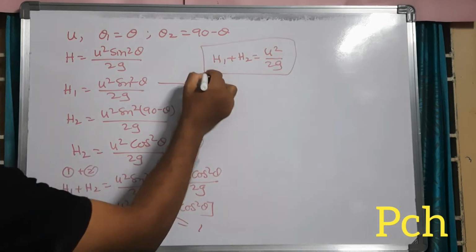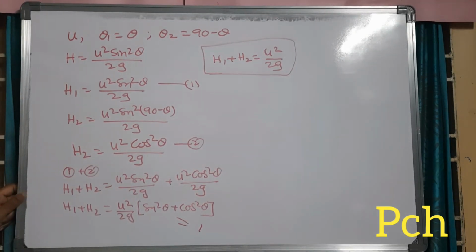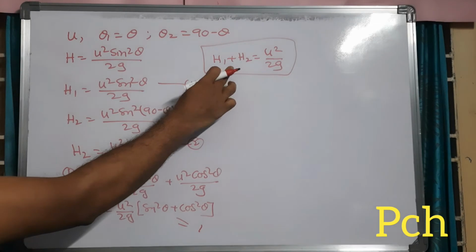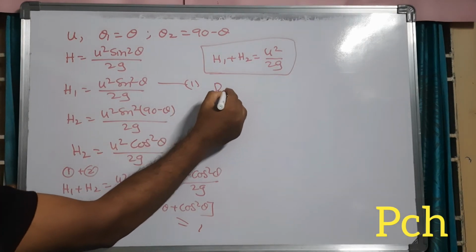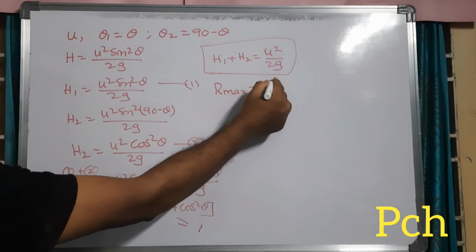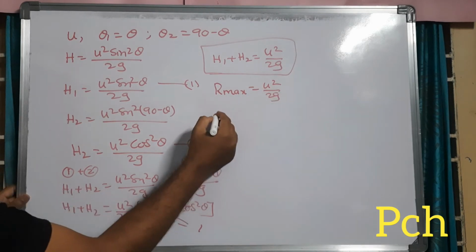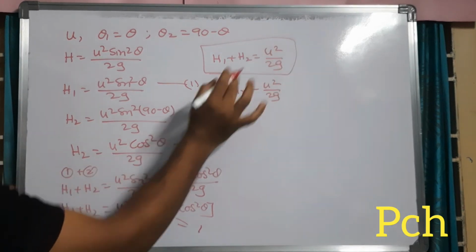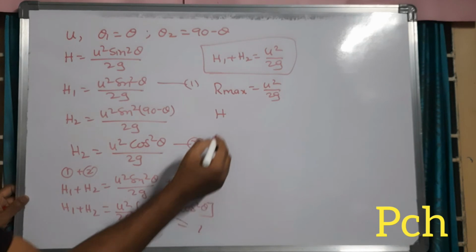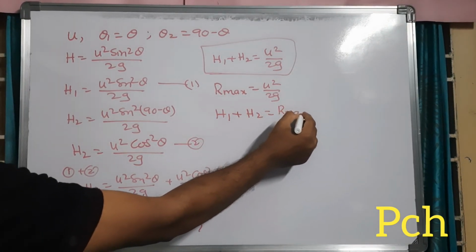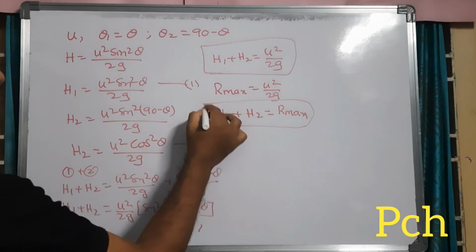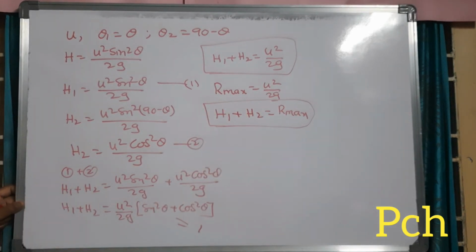So this is the relation between the maximum heights of the two objects. Now we relate h1 plus h2 to the range. As we know, the maximum range r max is equal to u square divided by 2g. So in place of u square by 2g, we can write r max. h1 plus h2 is equal to r max. The sum of the maximum heights is equal to the horizontal range of the two objects.